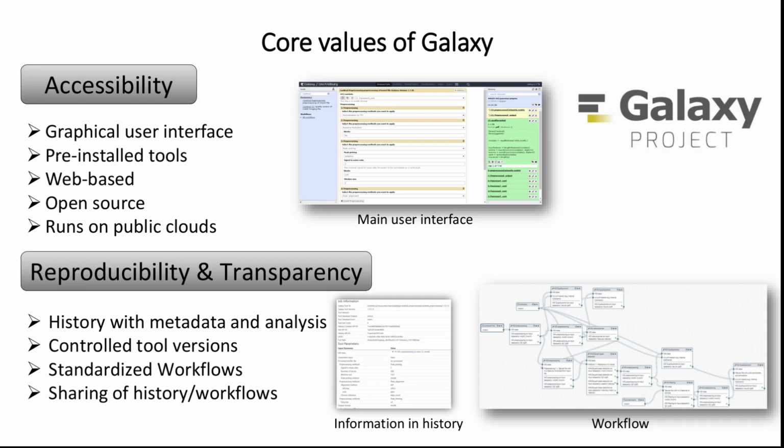In terms of reproducibility, the Galaxy analysis histories store all the metadata. So also the tool versions are controlled, and the tool version, tool name and all the parameters and much more information is connected to each analysis step. The tools can also be connected into standardized workflows, and both the analysis histories and the workflows can be shared either privately with collaborators or publicly, for example, as part of a publication.